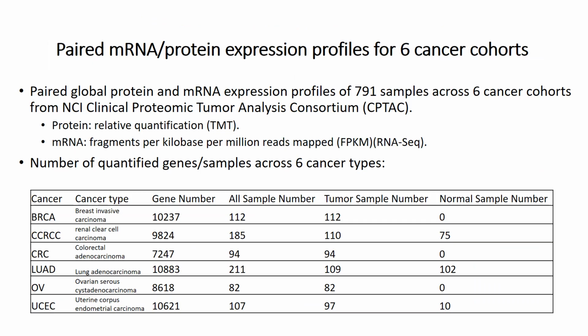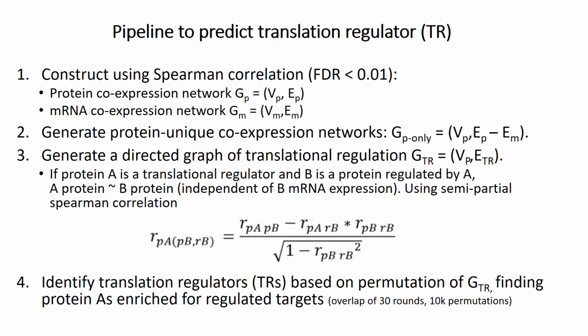We obtained sample-paired mRNA and protein expression profiles of 791 samples across 6 cancer types from the CPTAC project. Basically, each cancer type involves thousands of proteins and hundreds of samples. Next, I would introduce the 4-step computational pipeline to predict translation regulators in each cancer type.